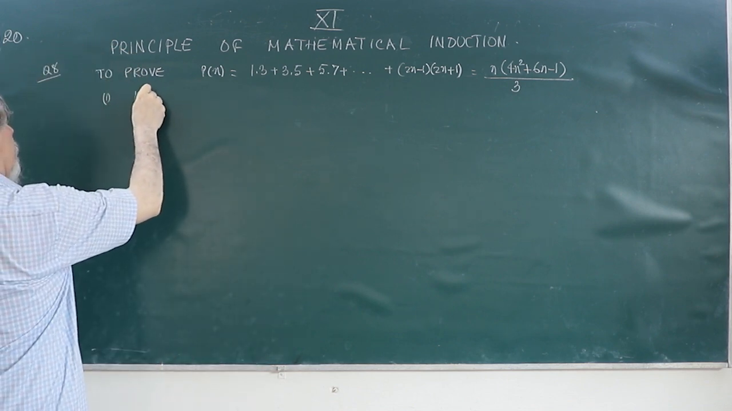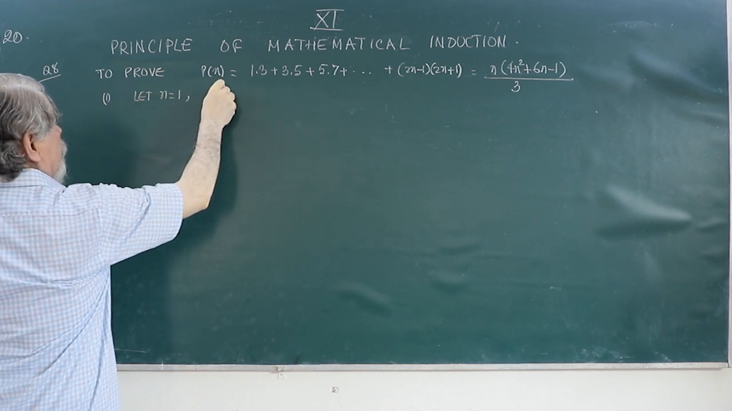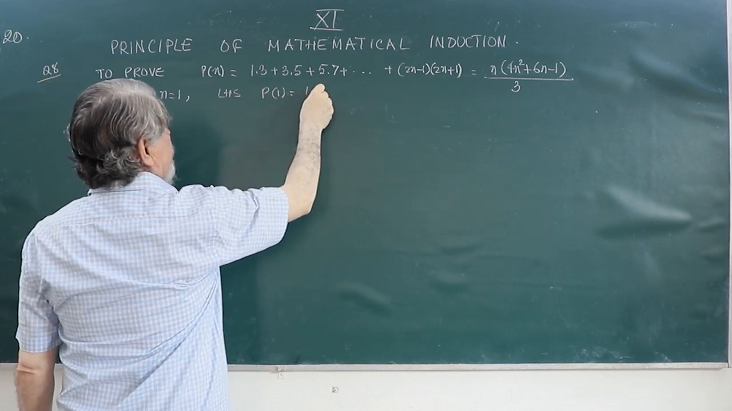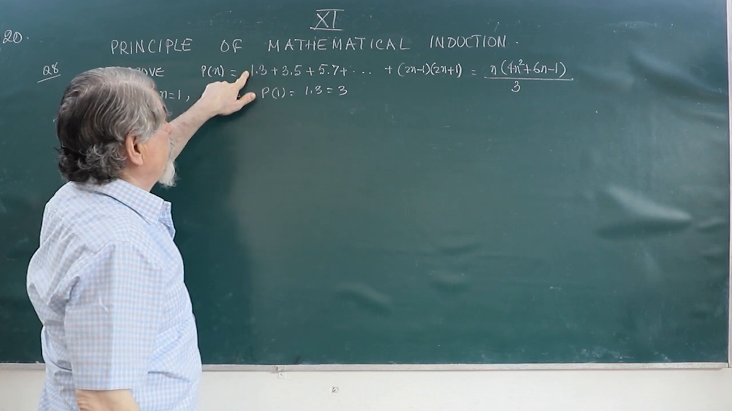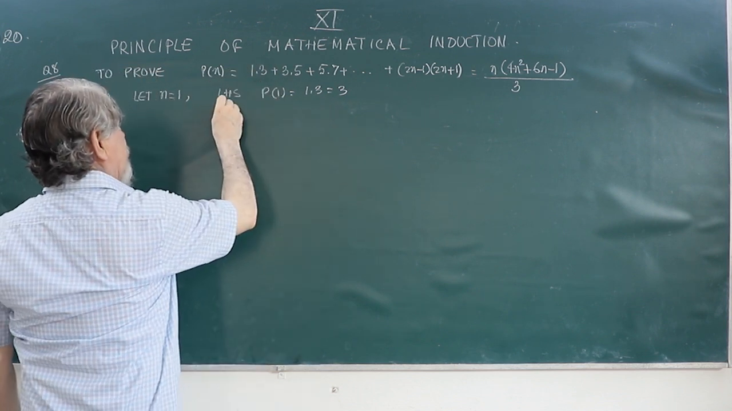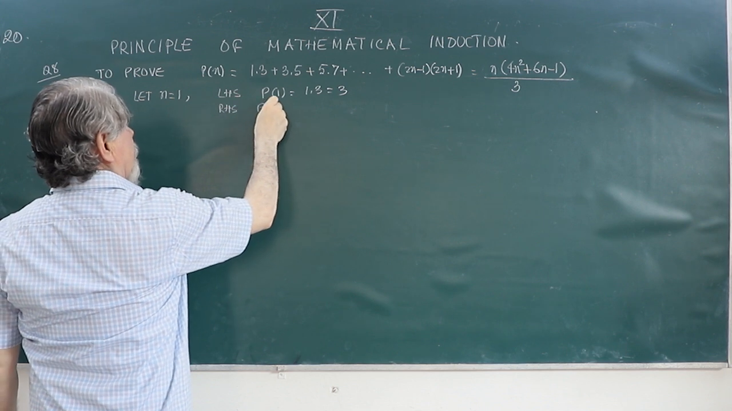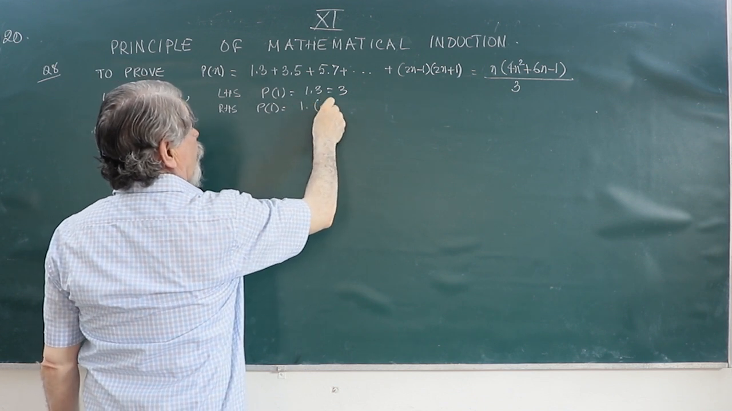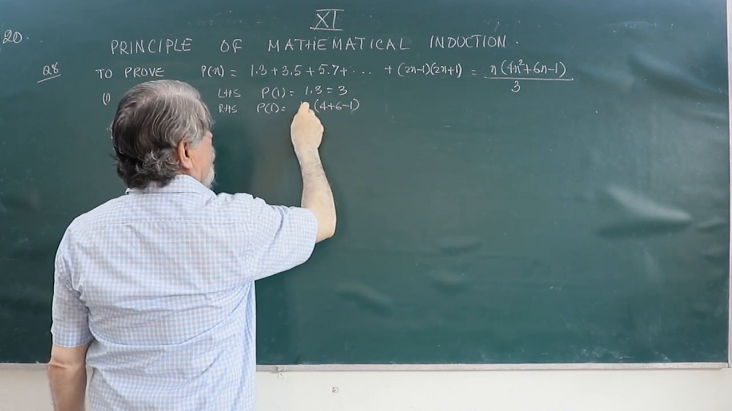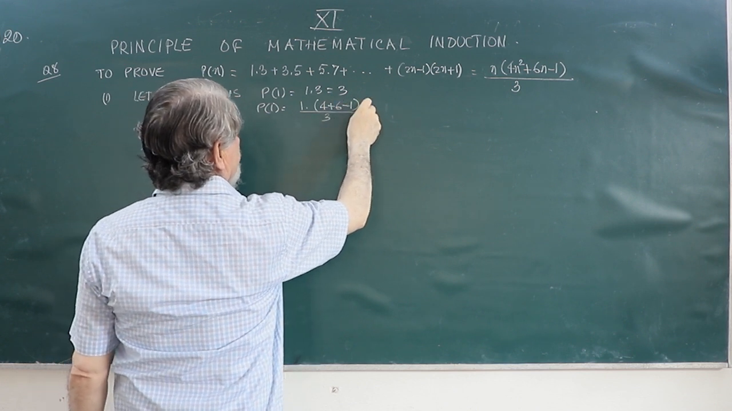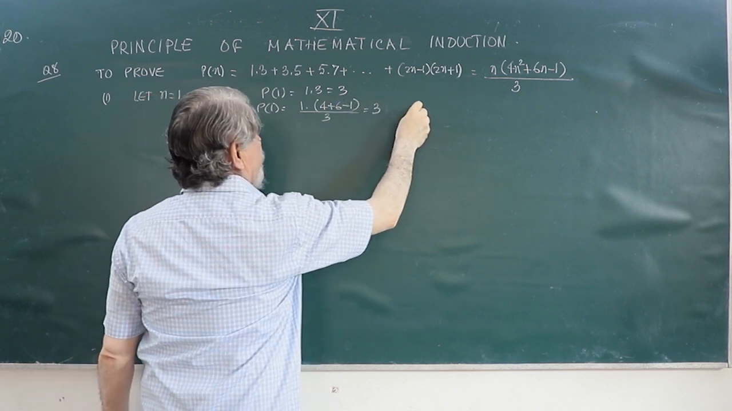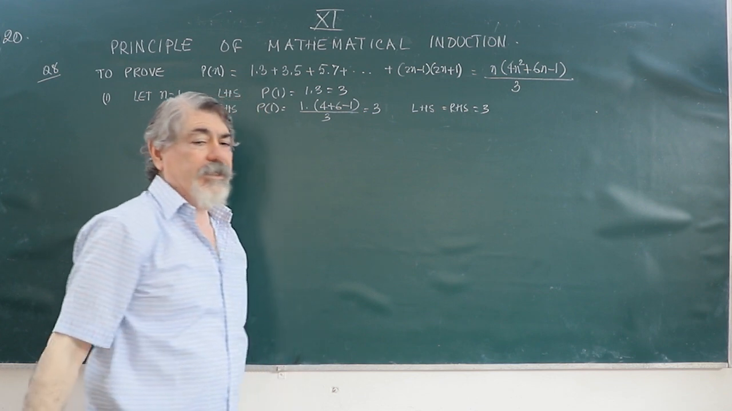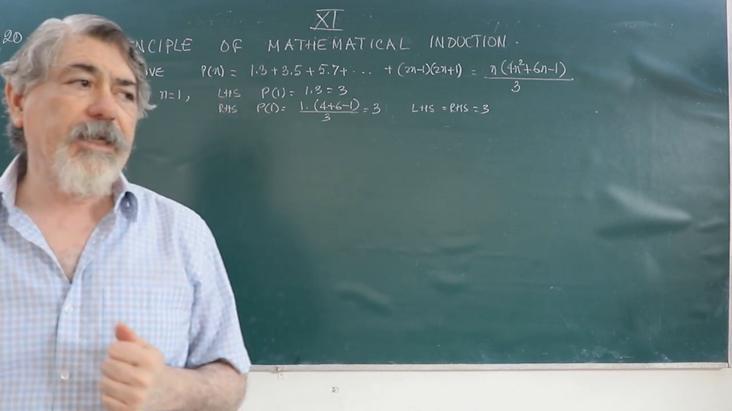Let n is equal to 1. So left hand side P1 will be 1 into 3, that is 3, because the first step is 1 into 3. Right hand side P1 will be what? 1 into (4 plus 6 minus 1) upon 3. 10 minus 1 is 9, 9 upon 3 is 3. So the left hand side is equal to the right hand side, which is 3. So this statement is true for n is equal to 1.